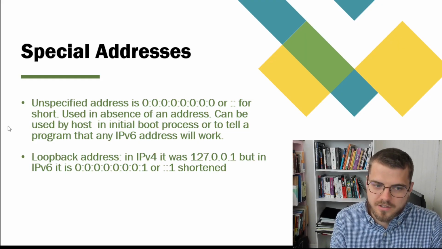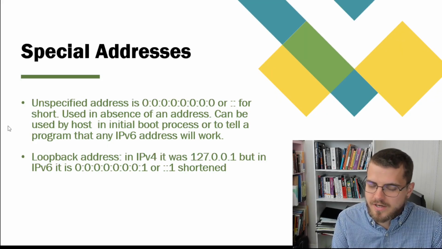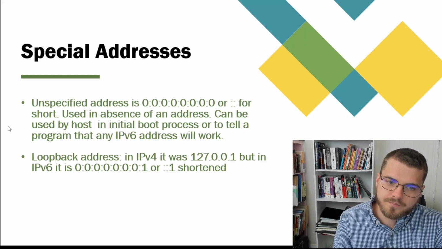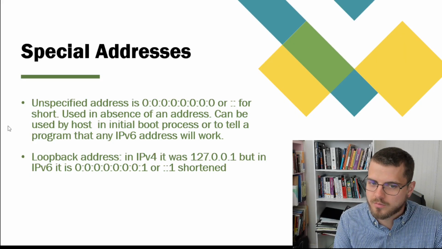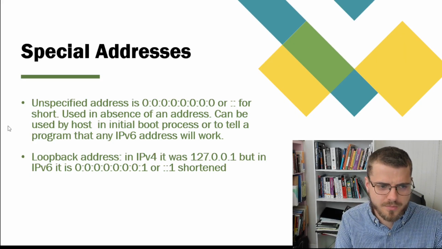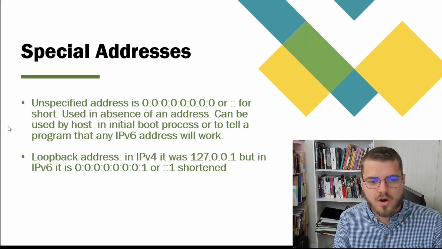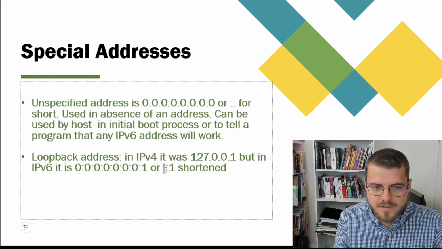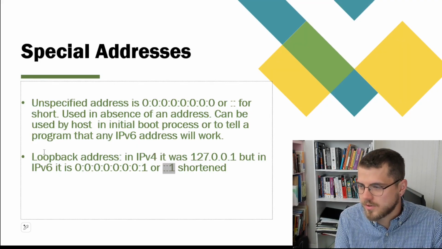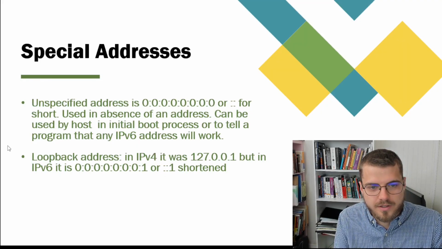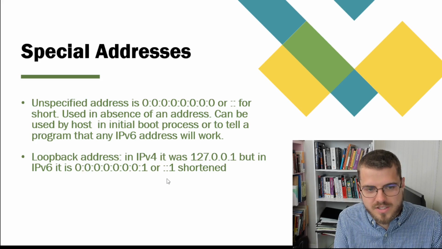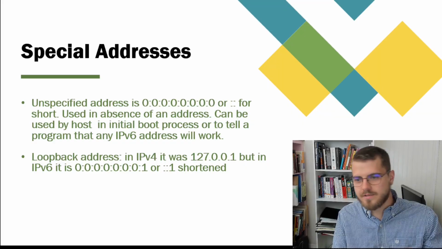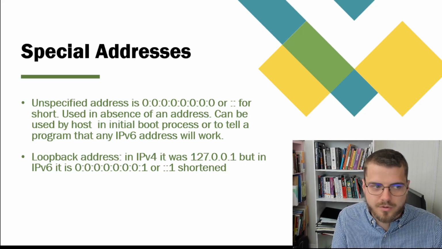The loopback address, everyone who's been in networking any amount of time knows that in IPv4, it's 127.0.0.1, but in IPv6, it's all zeros, then a 1, or just this shortened. So these are very convenient. You could just type that or that. Very simple, very easy. I think it's definitely an improvement.